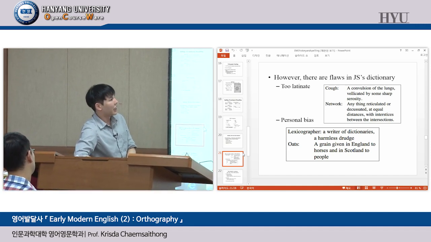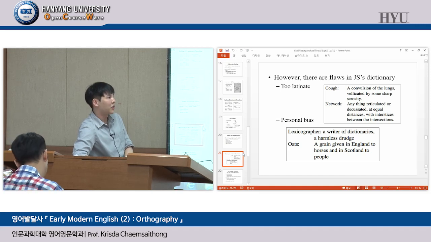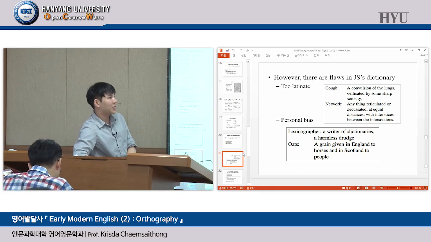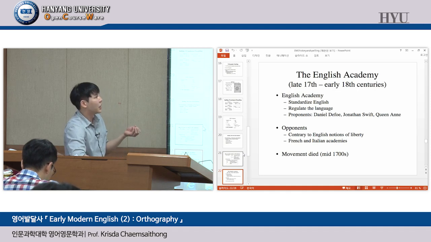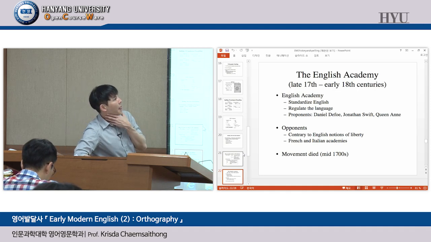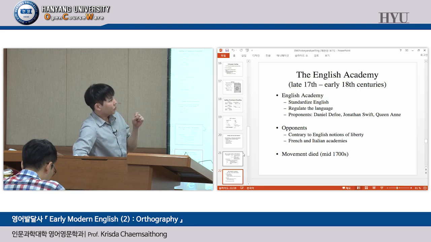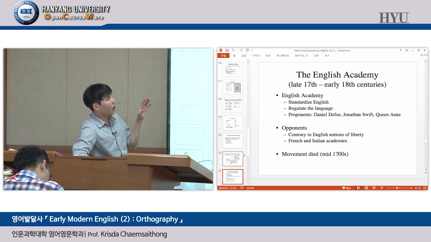But here, these are two shortcomings of that dictionary, but it's one of the first few attempts at compiling words into respected sources. Now, we know that there's a need to fix the language. We know that there's a need for people to lay down the rules for the language. And in this period also, there's the origin of the English Academy, late 17th to early 18th century.